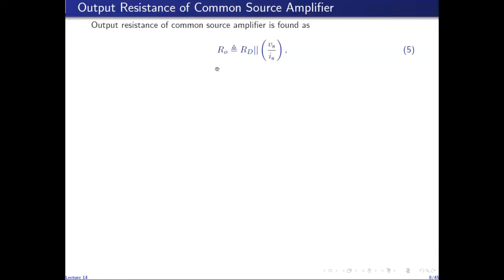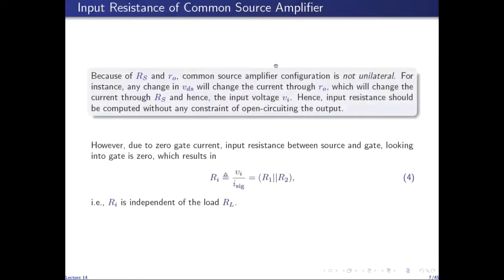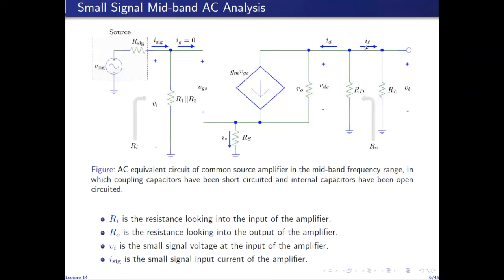Output resistance of the common source amplifier, however, is given by this expression. So if we go back to the AC equivalent circuit, then R0 is the resistance seen looking into the drain between this node and ground. So we know that the resistance looking into the drain between this node and ground is RD in parallel with whatever is the resistance looking into this side of the circuit between this node and ground, by short circuiting the input of the amplifier. So output resistance is measured by short circuiting Vi.